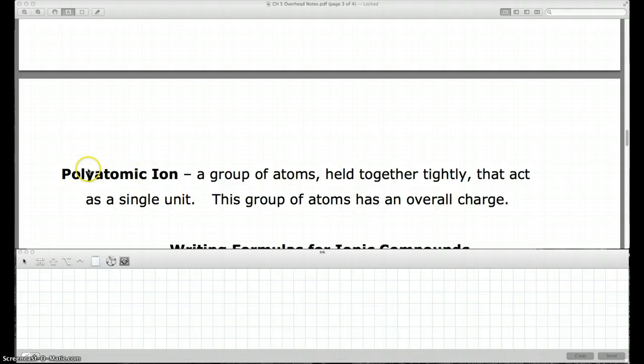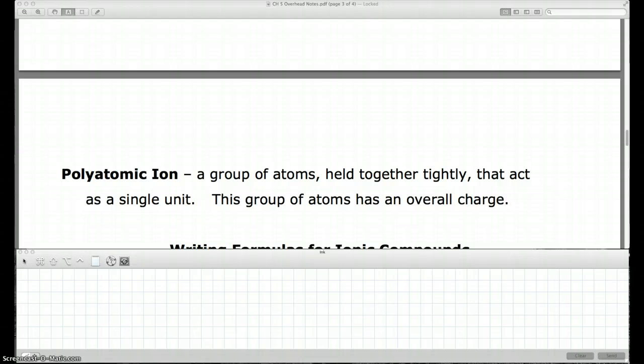Polyatomic ion. Let's break down this word real quick. Poly means many. Atomic, meaning atom, and an ion. So it's an ion made of many atoms. A group of atoms held together tightly that act as a single unit. That is what a polyatomic ion is. Again, it acts as a single unit.